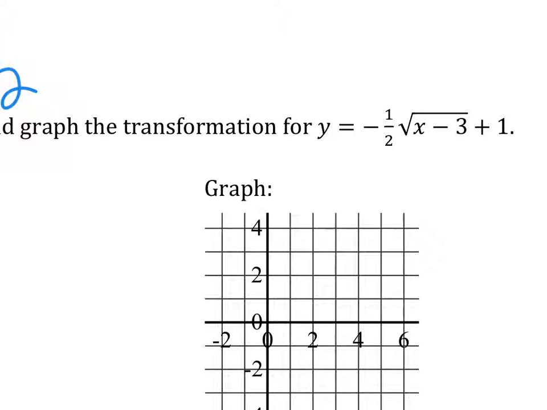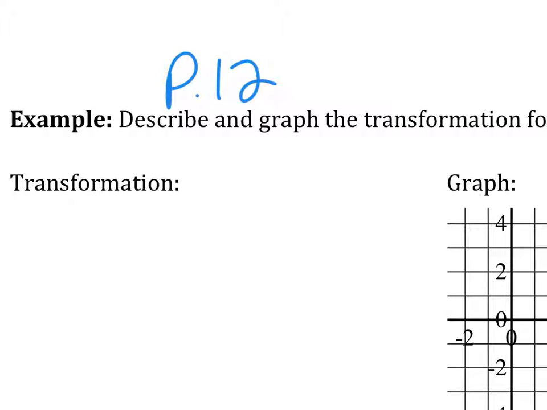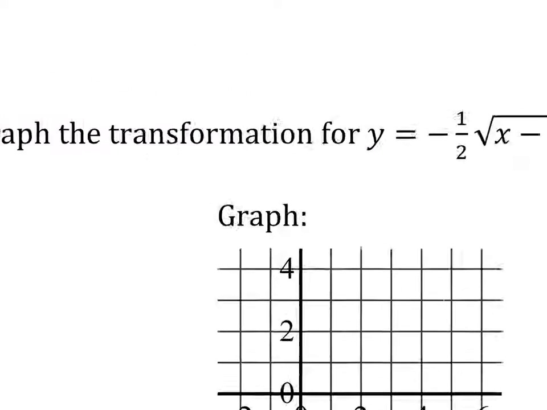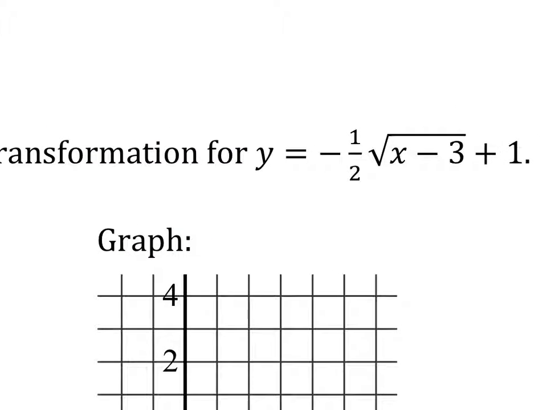Okay, so you ask yourself, what is the parent function? Is it square root x or cube root x? Square root x. All right, so square root x is the parent function. Next, we gotta look at the transformation, and order matters for this. So what is the first transformation that happens? Right 3. This is the closest, so right 3 happens first.